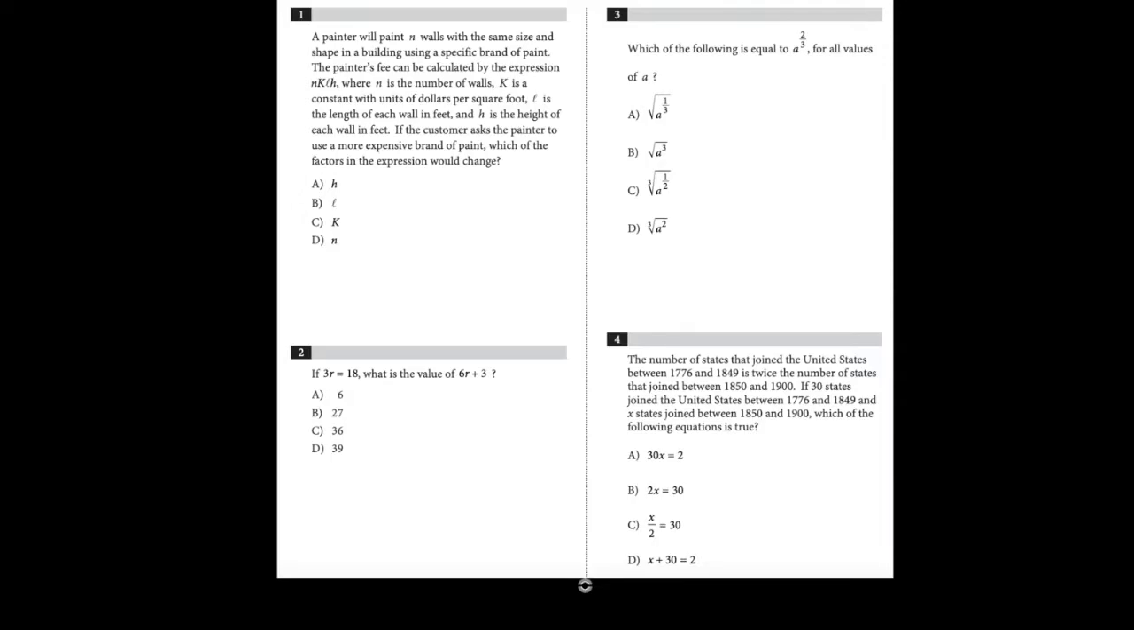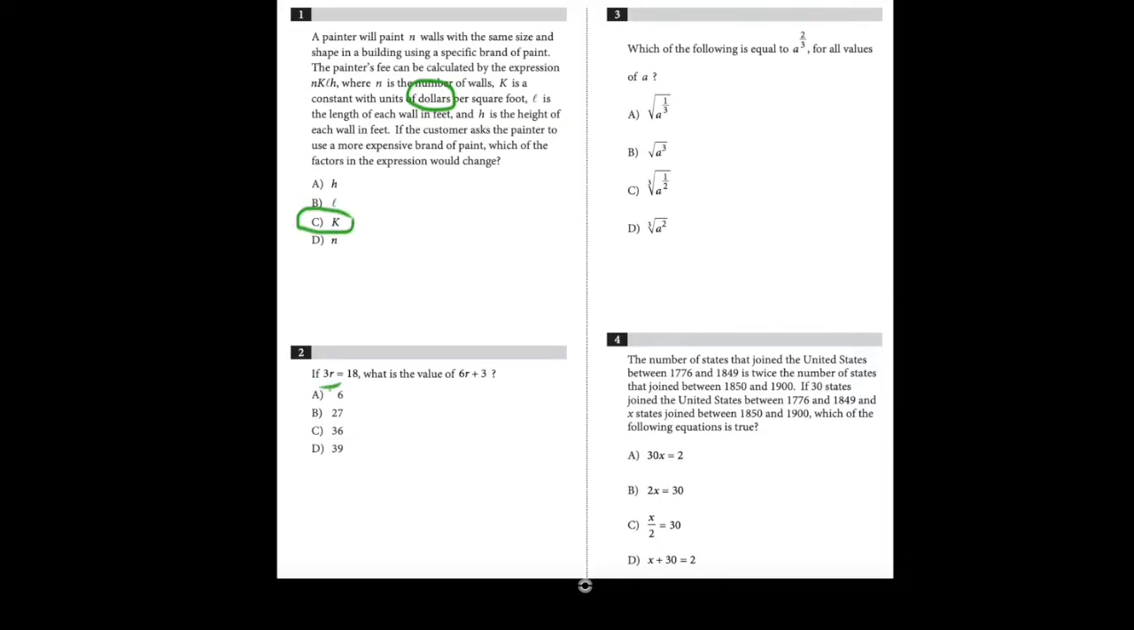So let's get started. The first problem here, we've got a painter painting N walls with a fee NKLH. N is the number of walls, K is a constant with units of dollars per square foot, L is the length of each wall in feet, H is the height. Expensive only has anything to do with dollars, and K is the only constant here with dollars in it, so we know that's the only thing that's going to change, so we know our answer is C.